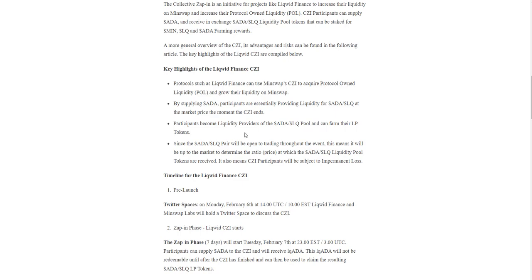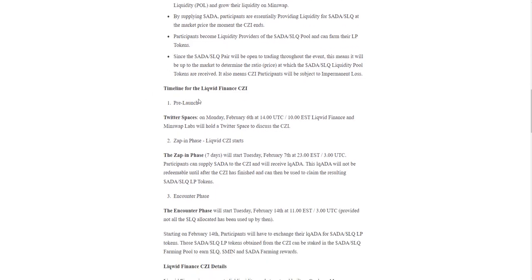Participants become liquidity providers of the ADA LQ pool and can farm their LP tokens. Since the ADA LQ pair will be open to trading throughout this event, it will be up to the market to determine the ratio price at which the ADA LQ liquidity pool tokens are received.